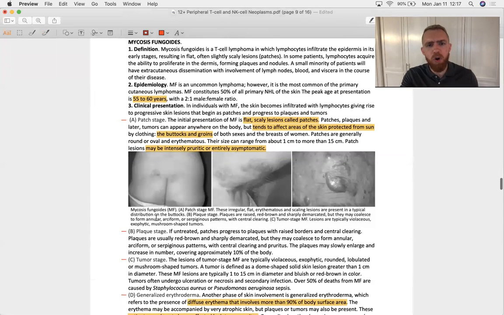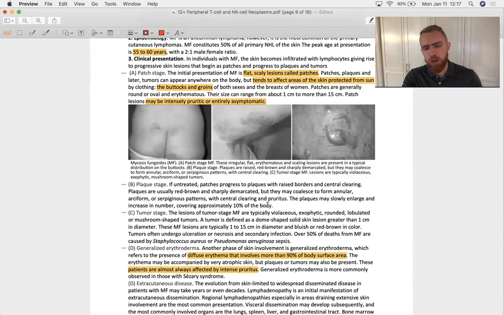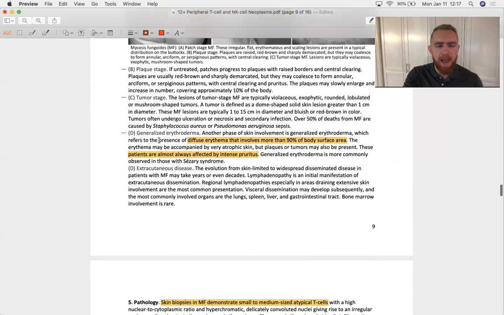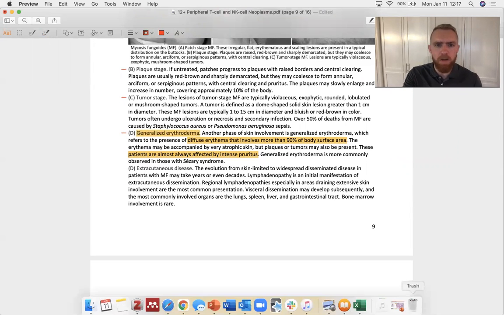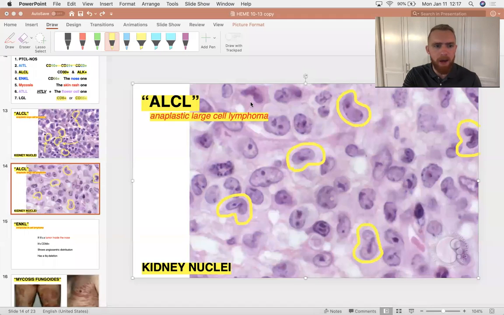It likes to grow in scaly patches in sun-protected areas, interestingly enough. So like underneath your shirt in the groin area. And it is also associated with a generalized erythroderma, so red skin, erythro meaning red, diffuse erythema covering more than 90% of the body's surface area.